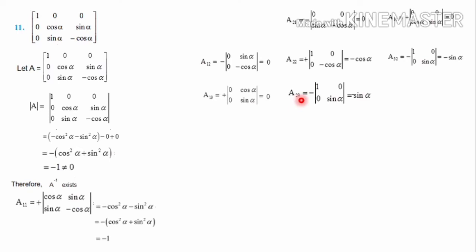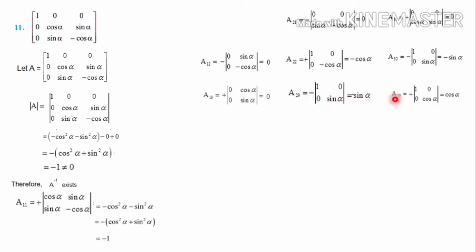Next one is A23, that is the cofactor of the A23 element, the second row third element. The second row third element is sin alpha. If you take sin alpha, that particular row and column we have to eliminate. The remaining elements are 1, 0, 0, sin alpha, that is written here. There is a minus sign outside. How did we get the minus sign? 2 plus 3, when we add, we get 5. 5 is an odd number, because of that there is a minus sign outside. Then when you expand it, 1 into sin alpha is sin alpha, minus 0 into 0 is 0. So the answer is 1 into sin alpha, sin alpha. There is a minus sign outside, so minus sin alpha is the answer.